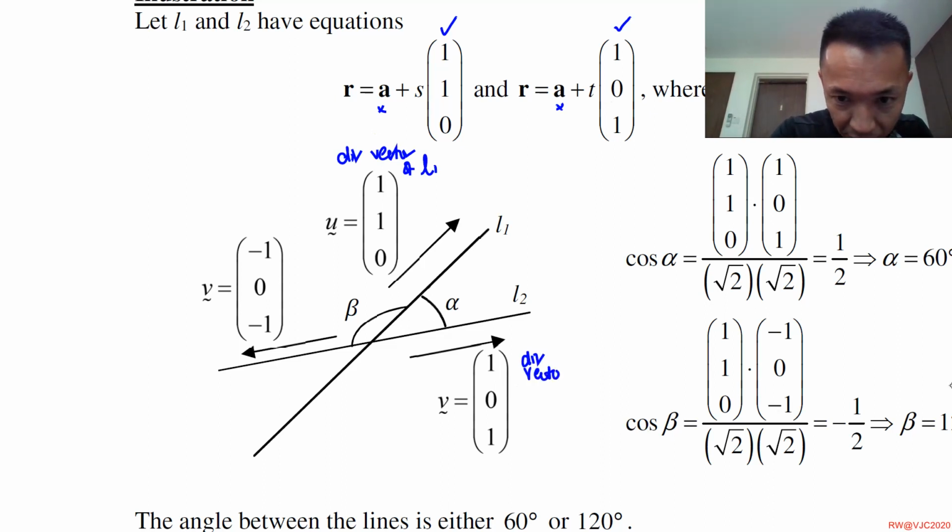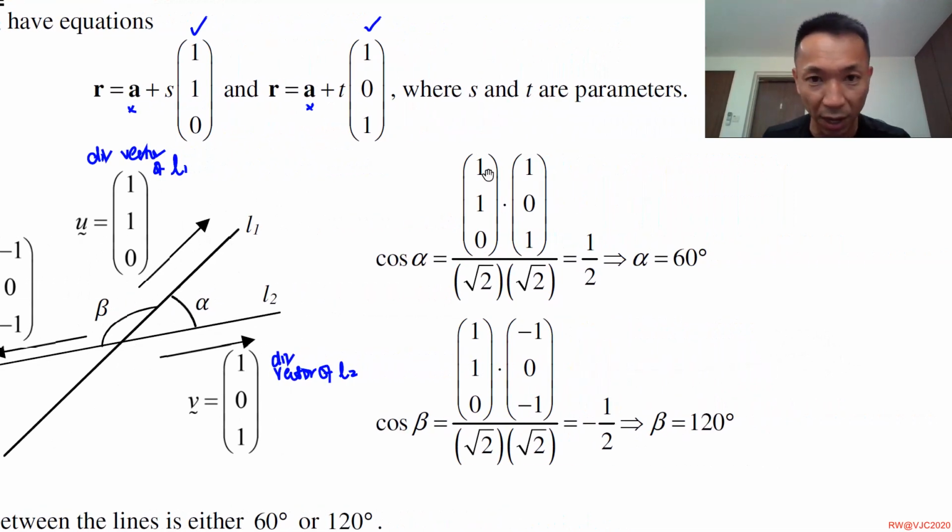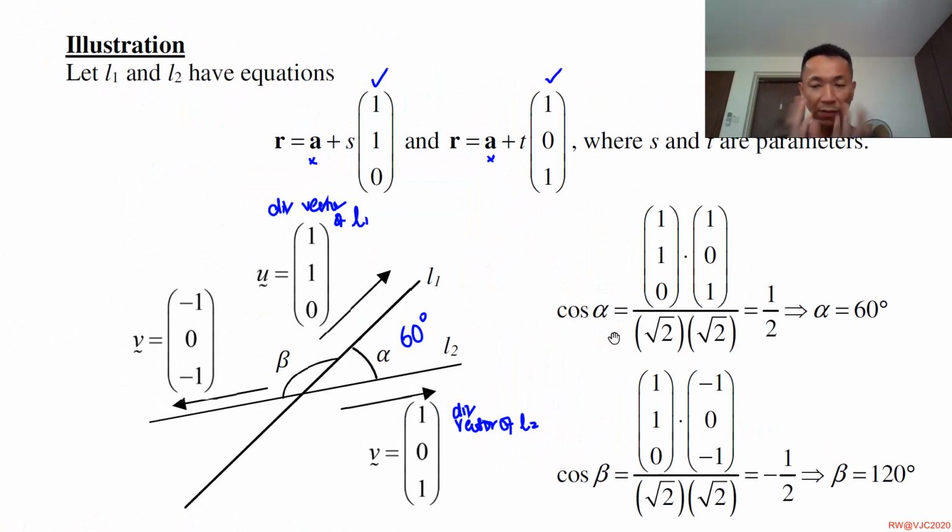Direction vector of L2. So what do I do? I take the dot product. I focus our attention here: 1, 0, 1 dot 1, 0, 1, divided by root 2, I get half. Nice, very good. I get cosine alpha is half, therefore alpha is 60 degrees. Excellent. If the question asks for the acute angle between L1 and L2, end of story, I get 60 degrees, I'm very happy.